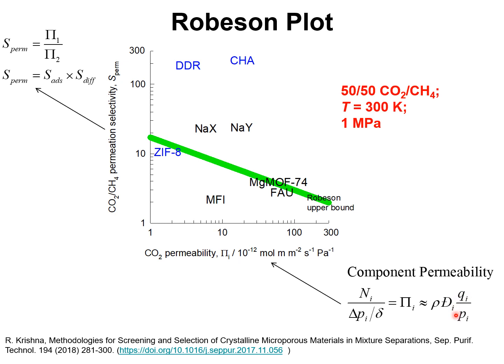and the configurational bias Monte Carlo simulations of adsorption equilibrium for 50-50 CO2/CH4 mixtures at a temperature of 300 Kelvin and a total pressure of 1 megapascal. These CBMC simulations yield the ratio of the component loadings at the upstream phase of the membrane divided by the corresponding partial pressures or component fugacities in the bulk gas mixture. The details are available in my publication from 2018.